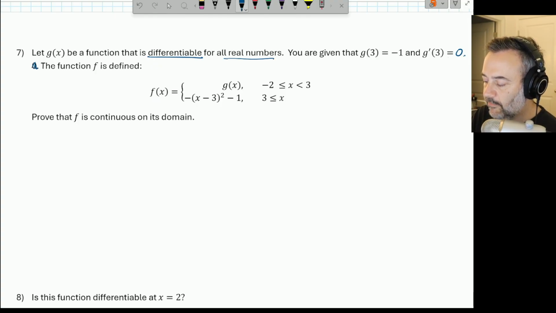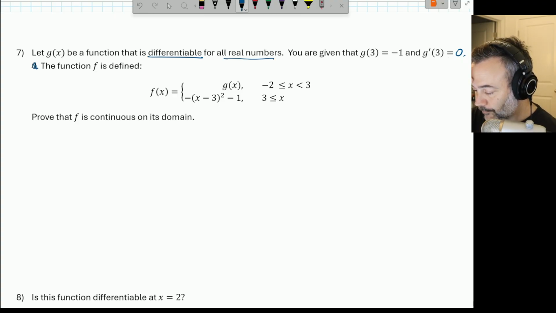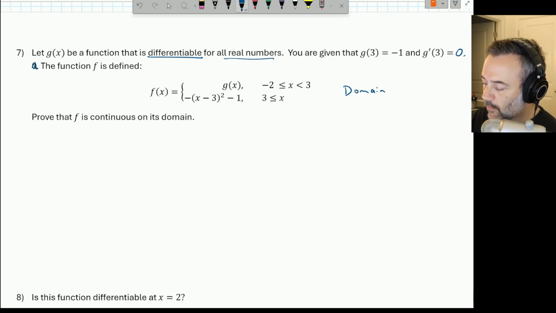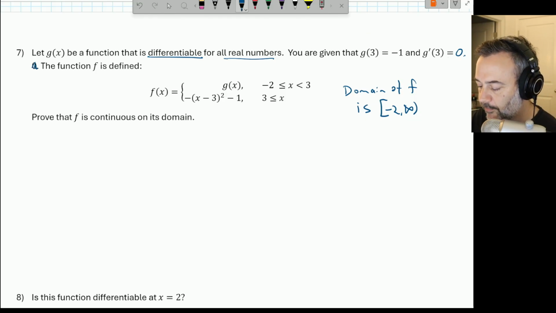And the function f is defined to be g of x for -2 less than or equal to x less than 3, and it's defined to be this quadratic for x greater than or equal to 3. First off, the domain of f is everything from -2 to infinity. Prove that f is continuous on its entire domain.